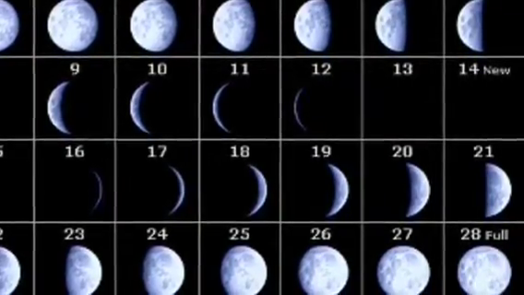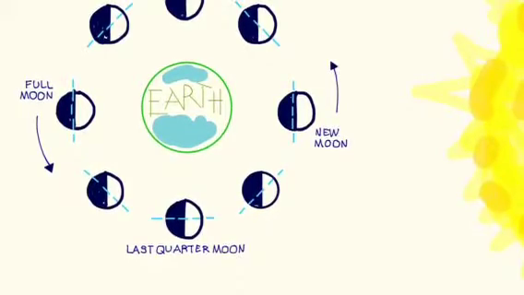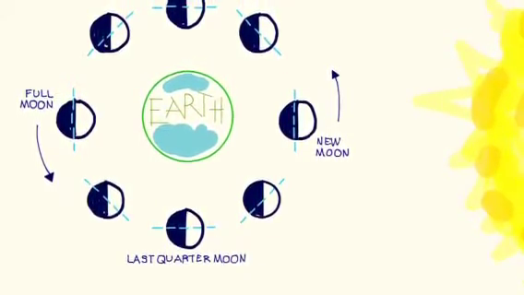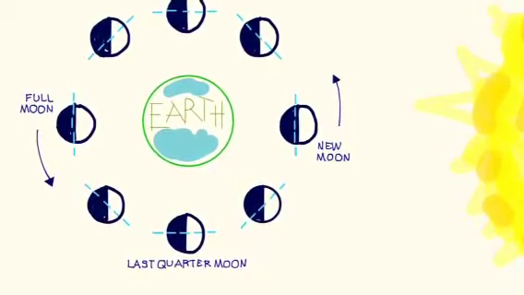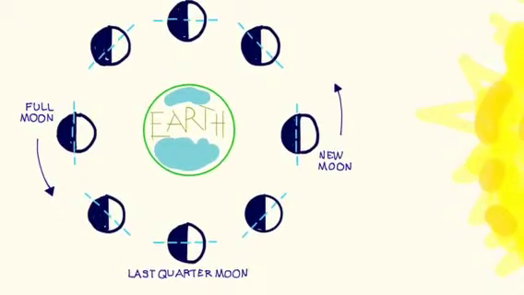The phases go in order from a crescent to halfway lit to a gibbous and then a fully lit moon. After that, it begins to decrease in size. Waxing is when the lit part of the moon enlarges. Waning is when the sunlit part of the moon shrinks.